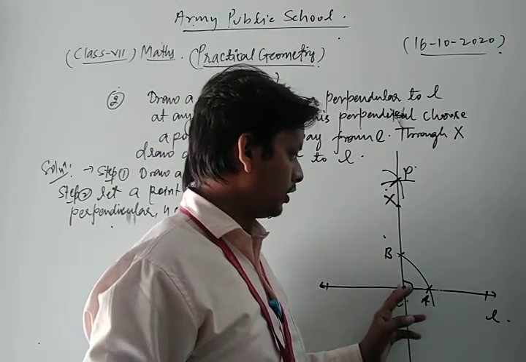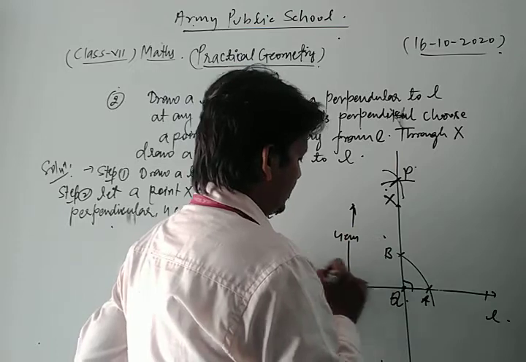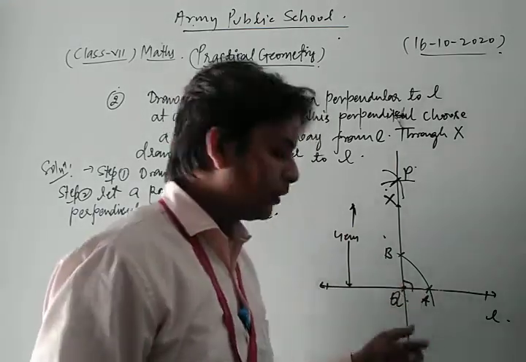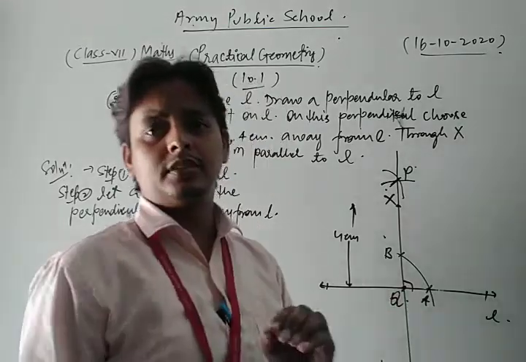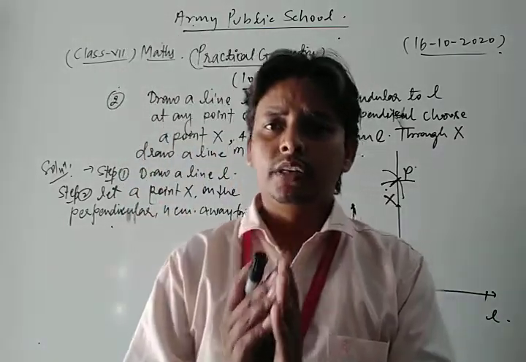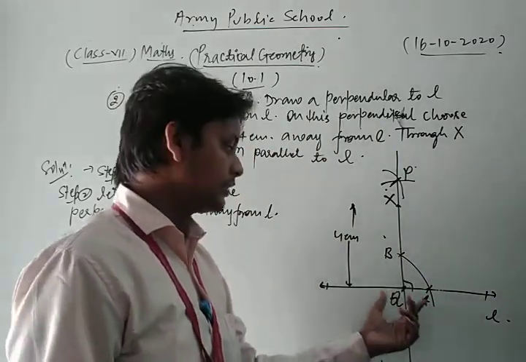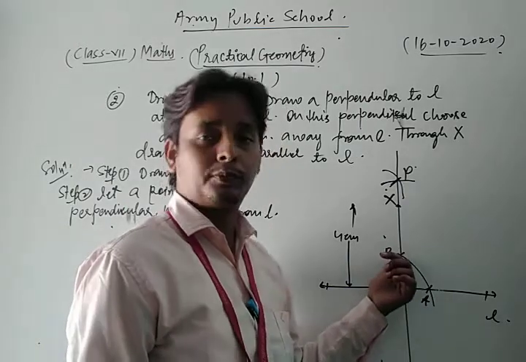Now first of all, the distance between X and that point is 4 centimeters. Now we put the tip at the point Q and take any convenient radius. We draw an arc in this way which cuts the line L at point A and the perpendicular at point B.